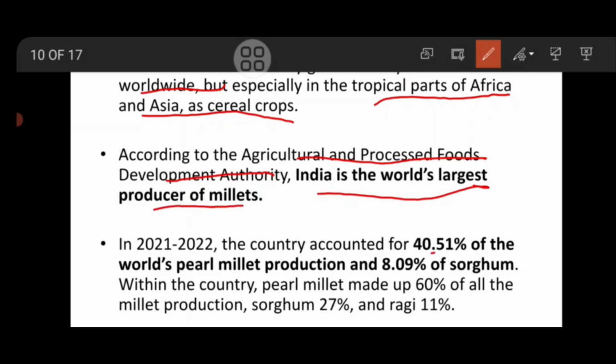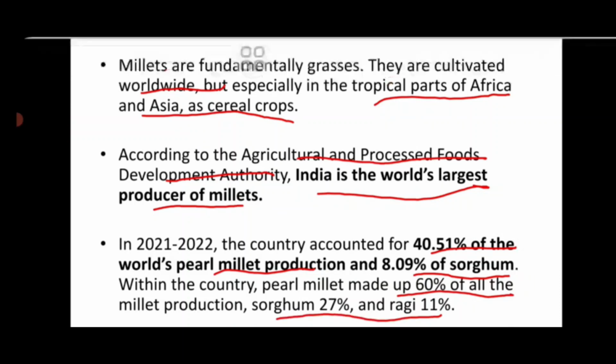In 2021-22, the country accounted for 40.51% of world pearl millet production and 8% of sorghum. Within the country, pearl millet made up 60% of all millet production, sorghum 27% and ragi 11%.